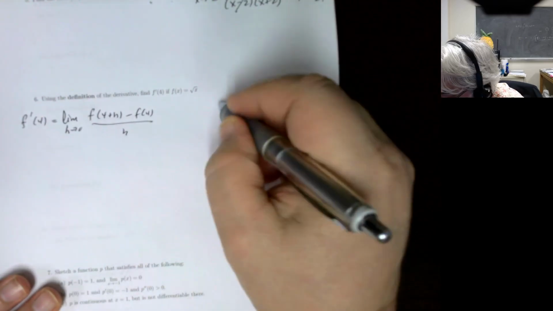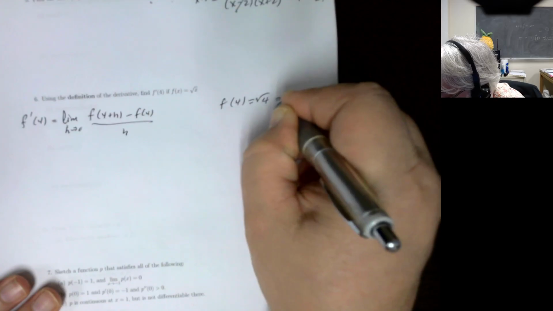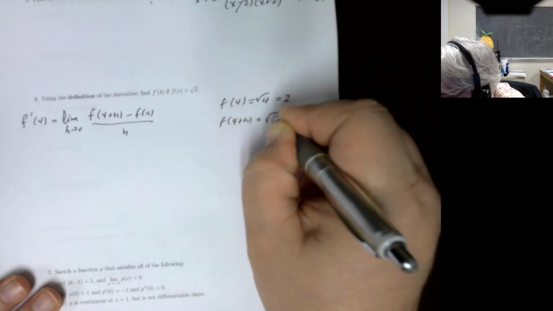Definition of the derivative. So f prime of 4 is going to be the limit as h goes to 0 of f of 4 plus h minus f of 4 divided by h. So before you plug that in, go over here and say, what is f of 4? That's the square root of 4, which is 2. And then f of 4 plus h we can't really do anything with. Right? So now we can come over here and plug things in. H goes to 0, the square root of 4 plus h minus 2 divided by h.